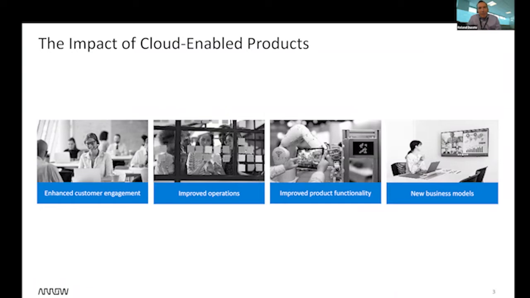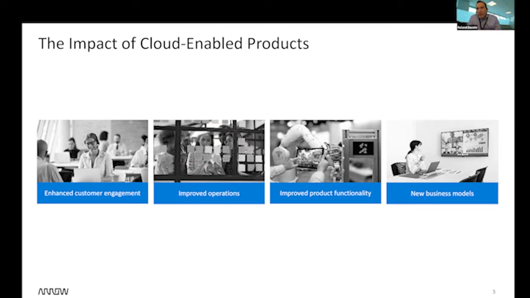Just to level set, when we look at the impact of cloud-enabled products, we see four main areas. When product management organizations ask our engineers to connect something to the cloud, it's really about improving customer engagement on the one hand, but there's also improved operations, which I think is critical as organizations go through some type of digital transformation.